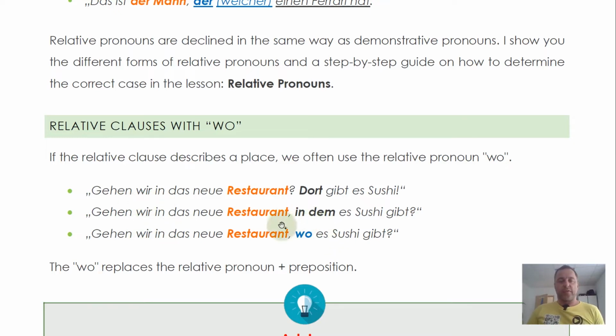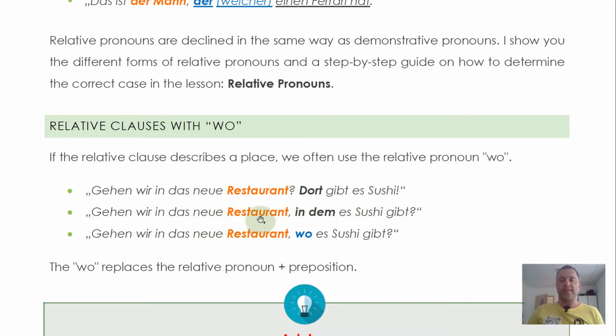So let's have a look here. Gehen wir in das neue Restaurant. So do we go to the new restaurant? Dort gibt es Sushi. There they have sushi. Entirely correct sentence, but without a relative clause, just two main clauses following each other.